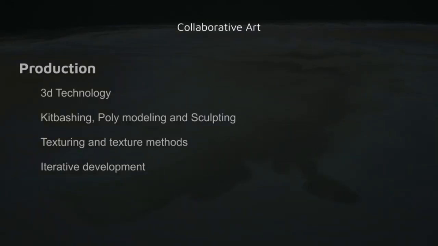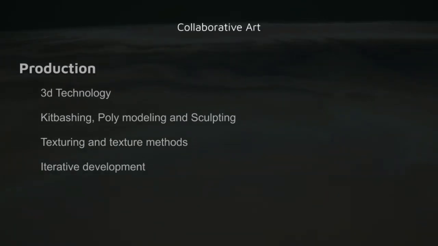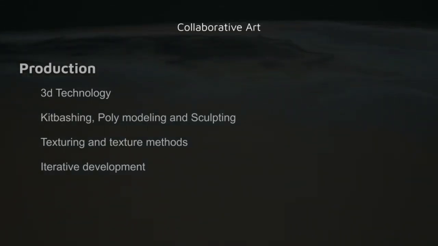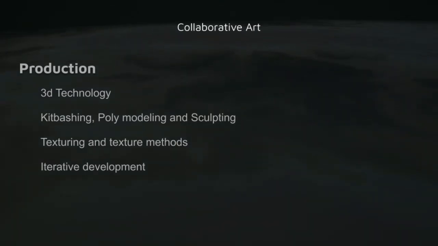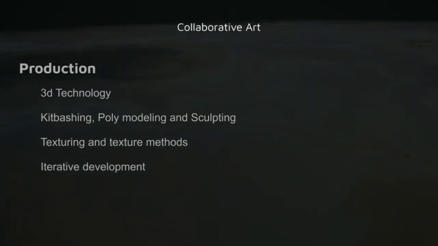You're going to be learning a lot of 3D tools. We're going to be doing some kit bashing, which is quite good fun, but we're also going to be learning the more serious aspects such as polymodeling and sculpting. We also need to do some 2D work, so we'll be looking at texturing and texture creation methods. And then fundamentally we will be looking at how traditional game development works through an iterative process, kind of acknowledging the fact that no art is perfect and deadlines are critical.